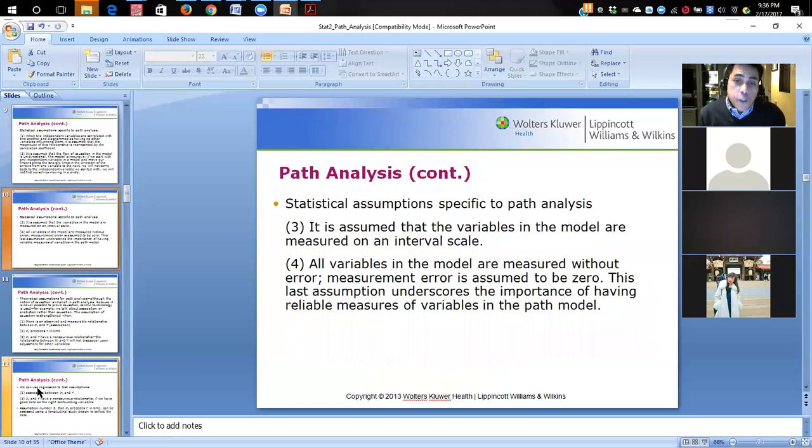It is assumed that the variables in the model are measured in the interval scale, so continuous, and that interval means that the distance between the values are exactly the same. When we say 1 to 2, 2 to 3, 3 to 4, we know that the distance between 1 and 2 is 1, the distance between 2 and 3 is 1, and the distance between 3 and 4 is 1. So that's the minimum level of measurement for path analysis, that it has to be at the interval scale. It cannot be ordinal.